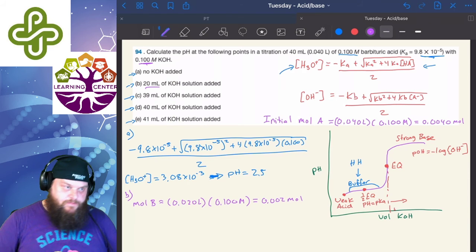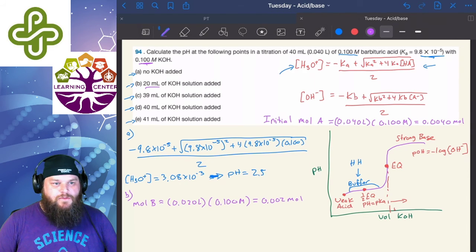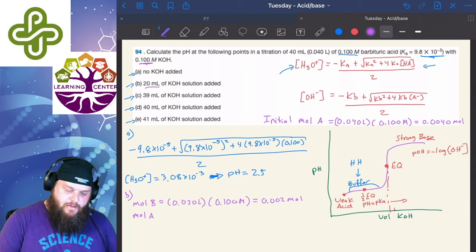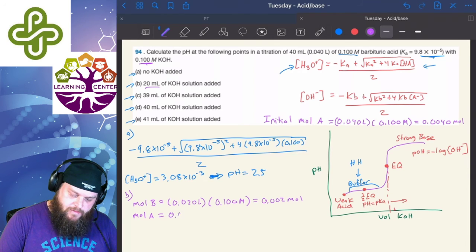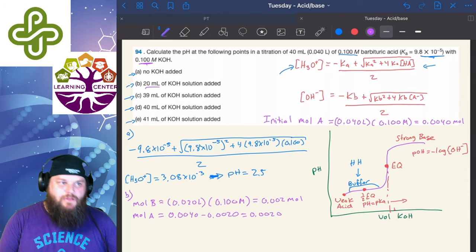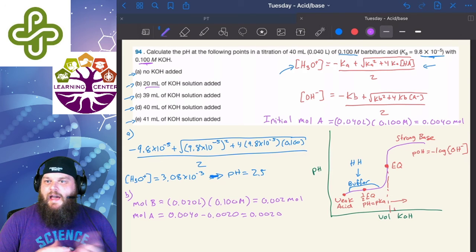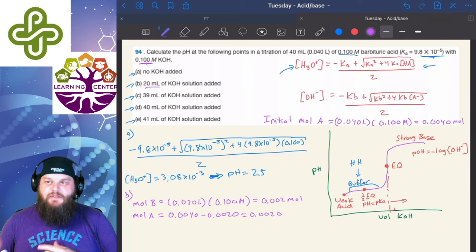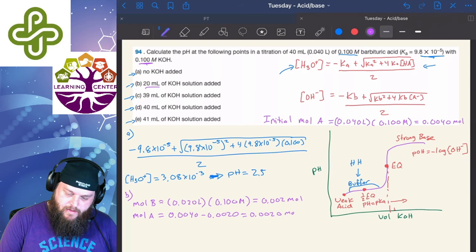So we can determine the difference there. If that's how many moles we have, really, I guess we don't want the difference. We want to determine how many moles of acid are left at this point. So that's going to equal 0.0040 minus 0.0020, which is equal to 0.0020. Because we ended up converting half of the moles of acid into its conjugate base at this point, because we have the same number of moles of acid as base.